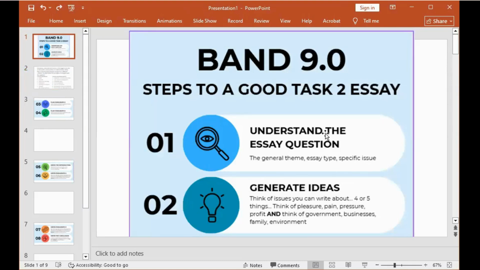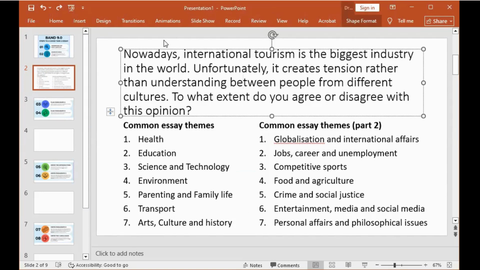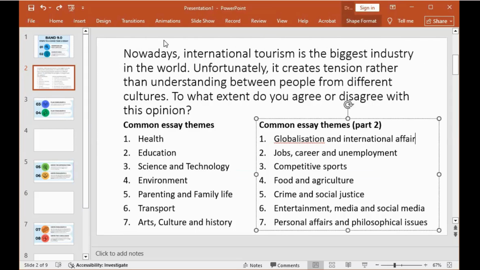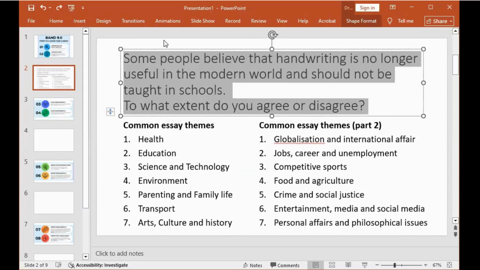You must understand the essay question. It's extremely important. So let's see, which one should we pick out of all these essays I've posted now? Should we pick this one about international tourism, or the one on education? There's another one I posted on education earlier, on handwriting.